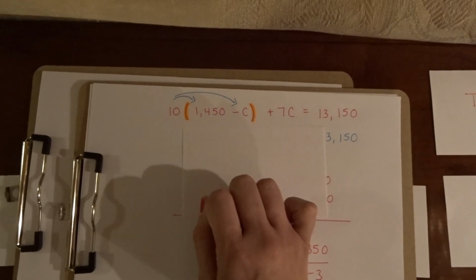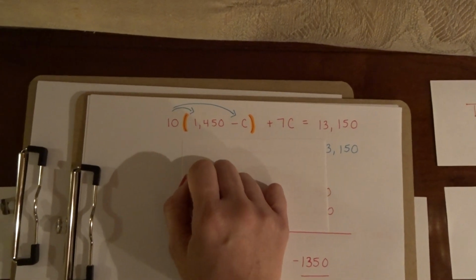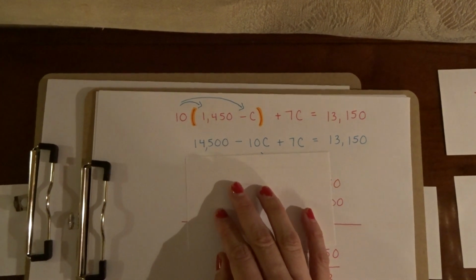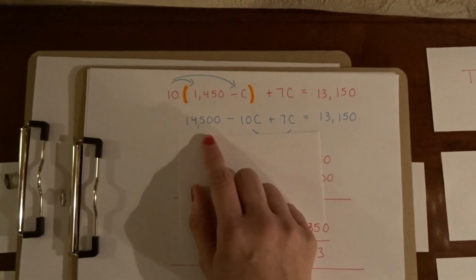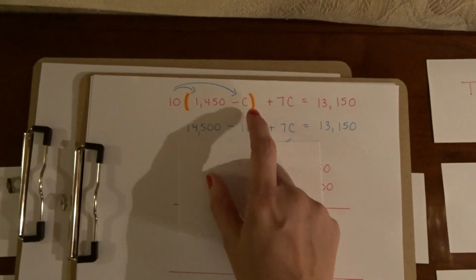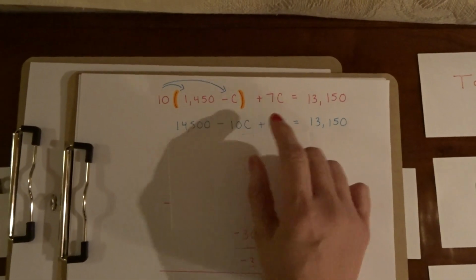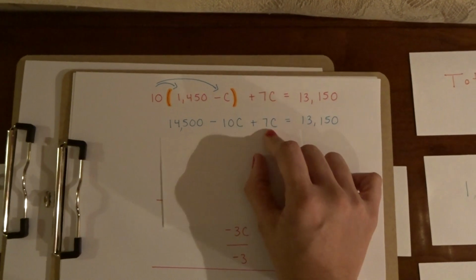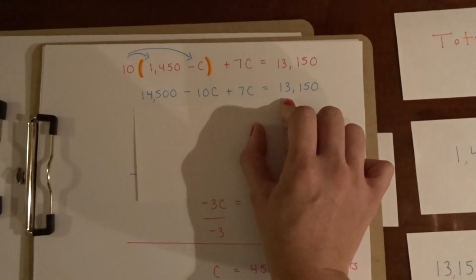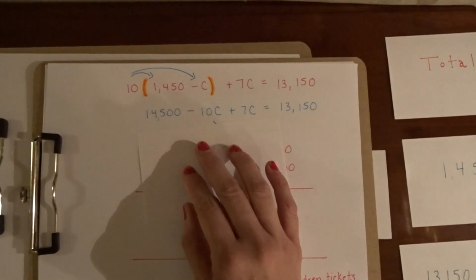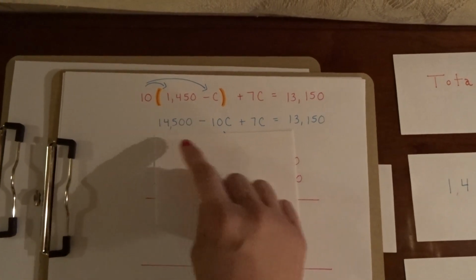And because we have the parentheses and we have a number in front of the parentheses, let's go ahead and distribute the 10 within the parentheses. So we have 10 times 1,450, which gives us 14,500. We have 10 times c, which gives us just 10c. Bring down your minus sign. Bring down your plus sign. Bring down your 7c. Bring down your equal sign. Bring down your 13,150. So now everything is in terms of one variable. It's in terms of c.